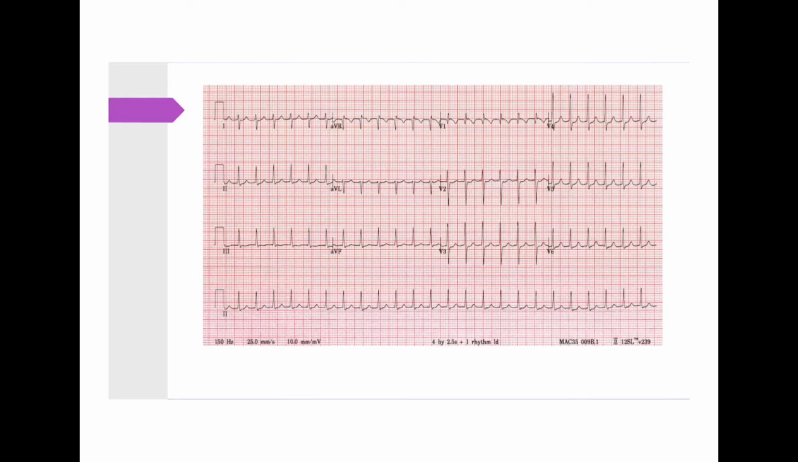And this is a real example of a patient with AVNRT. So if you look in lead V1, you see little blips right immediately after the QRS complex. Those are essentially the R waves that are being created by retrograde depolarization of the atria.